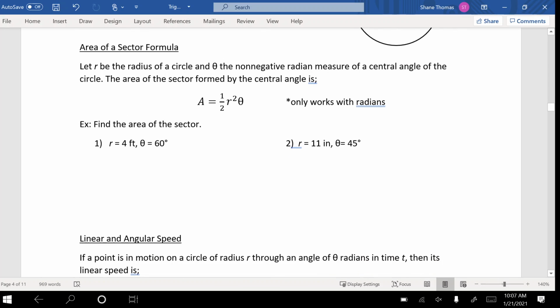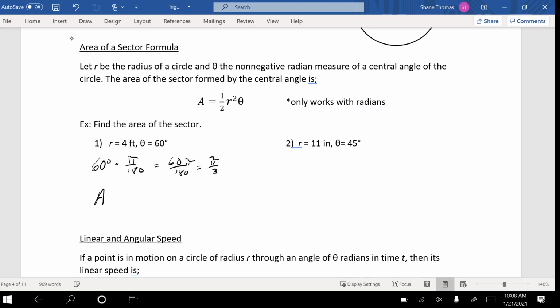So we got an example here. I want to find the area of the sector of a circle that has a radius of 4 feet and an intercepted angle of 60 degrees. So we need to do what with ours first? Change it to radians. Okay, so 60 degrees multiplied by pi over 180. So I'm going to have 60 pi over 180, which is going to be 1/3, right? Or pi over 3.